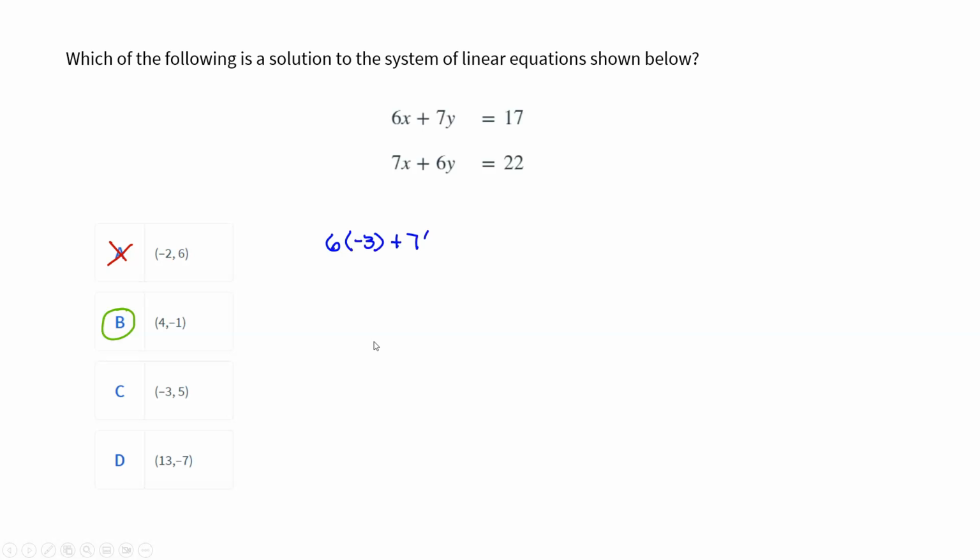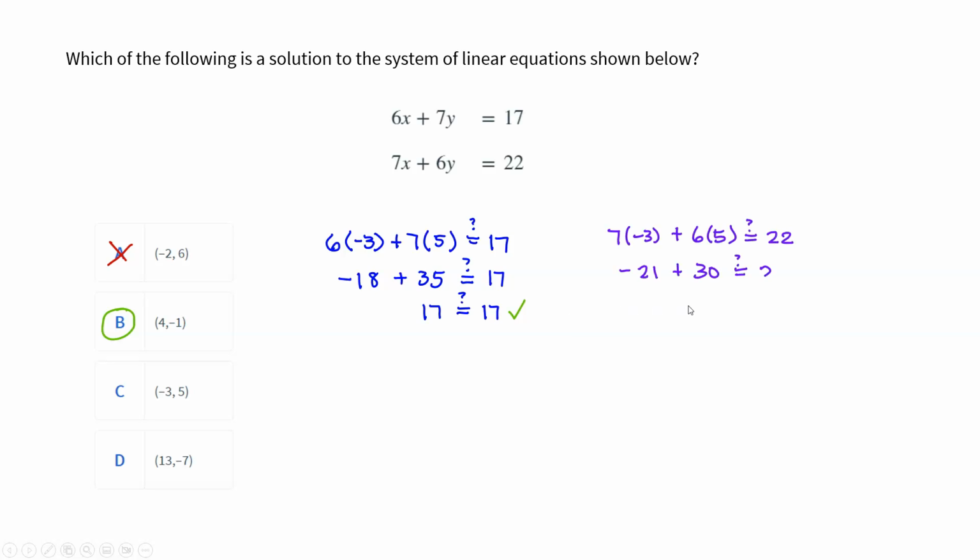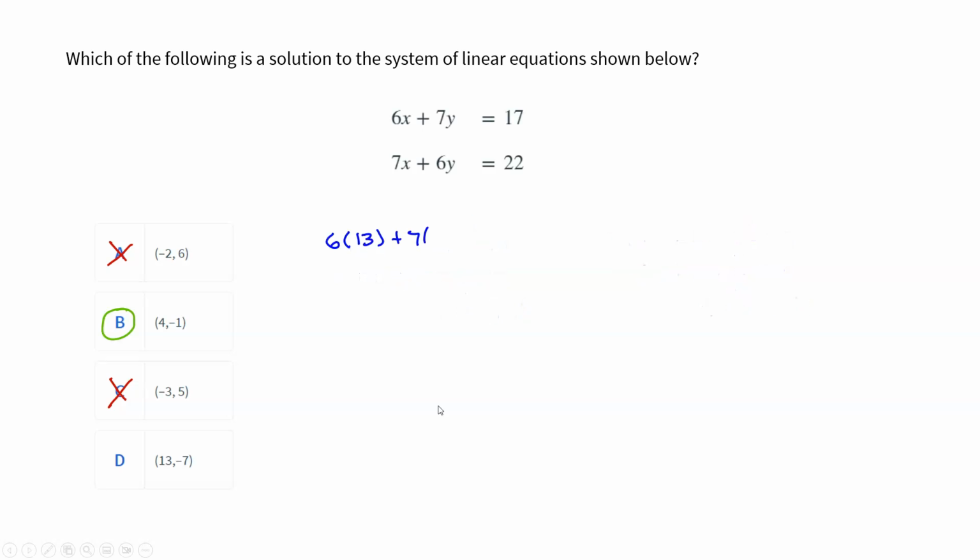Negative 3, 5, if you substitute negative 3 in for x and 5 in for y, you do get 17 on the left-hand side, so it is a solution for the first equation. But for the second equation, if you substitute it in and carry through calculations, you get 9 on the left-hand side when you want it to be 22. So that's why it's not a solution. It doesn't satisfy the second equation, even though it does satisfy the first. And of course, 13, negative 7, if you start with the first equation, you see that it's not going to work for that one either.